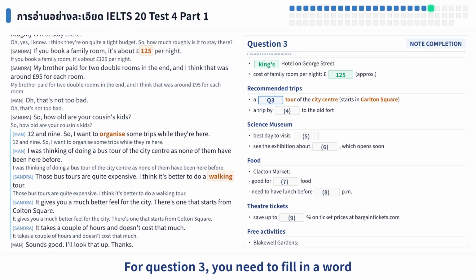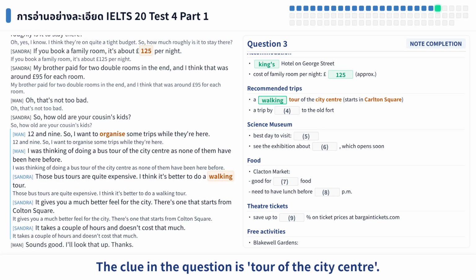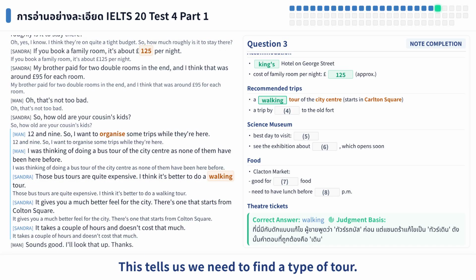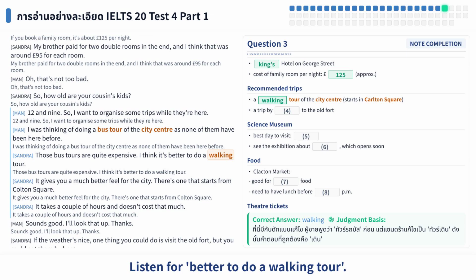For question 3, you need to fill in a word to describe the type of tour in the city center. Be careful, there might be a trap. The clue in the question is tour of the city center. This tells us we need to find a type of tour. The man first suggests a bus tour, but Sandra says it's expensive and then recommends a walking tour. Listen for better to do a walking tour.